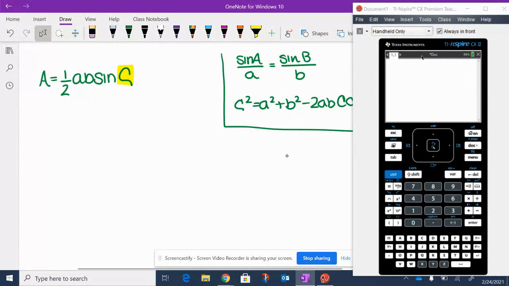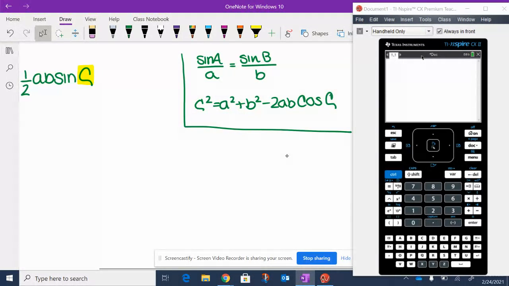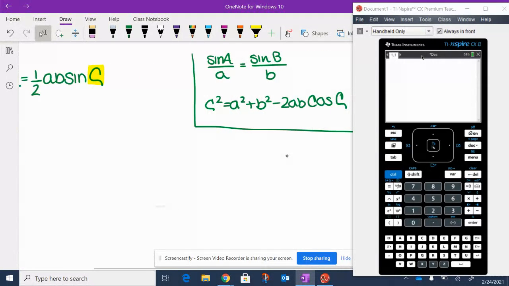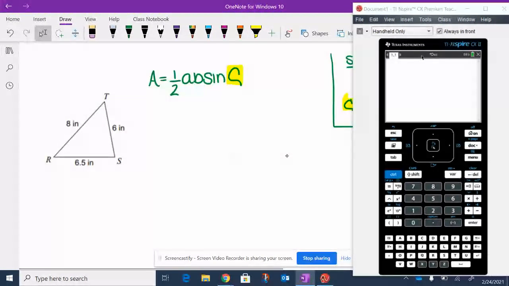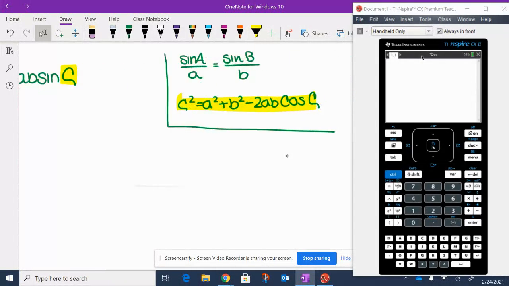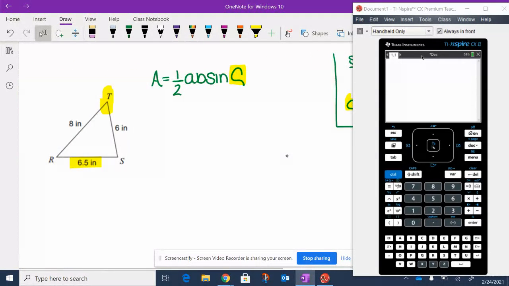So I will either use law of sines or law of cosines to get that. Because I have three sides, I'm immediately going to hop down to law of cosines to get one of these angles. It does not matter which one you get, and I don't know why I'm just drawn to finding angle T. So in my law of cosines, angle T is going to represent my C, and 6.5 will represent my side c in this equation.